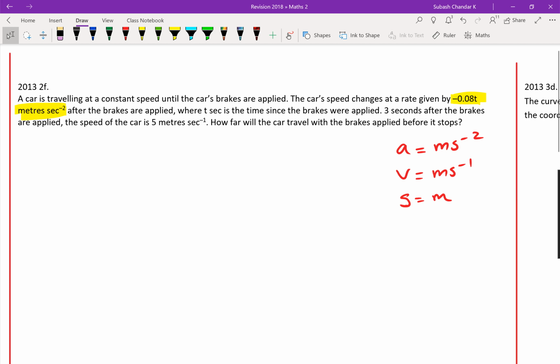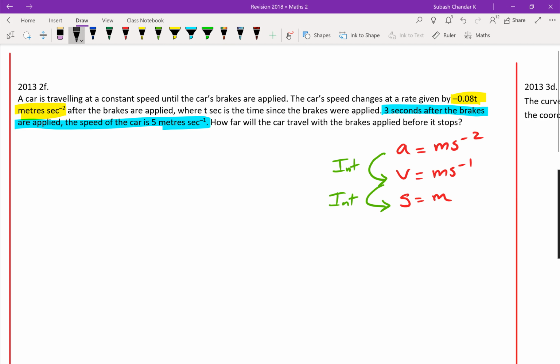The second hint is this right here. 3 seconds after, the speed of the car is 5 meters per second. And then the third hint, well, that's not the hint, it's the actual question. So that's all I'm going to give you guys for now. Have a go. And of course, if you have forgotten this, to go from acceleration to velocity, you need to integrate. From velocity to displacement, you need to integrate. That's the last clue I'm going to give you guys.